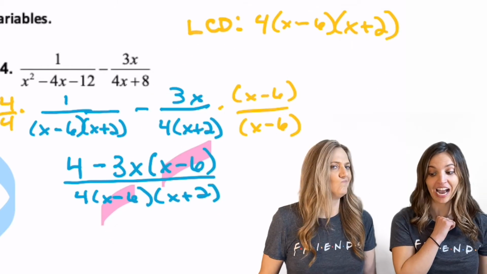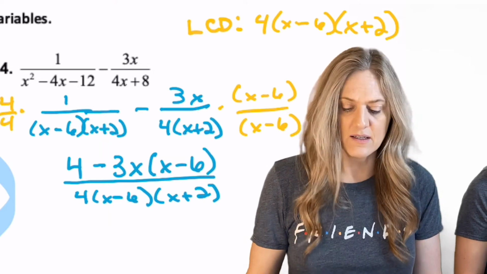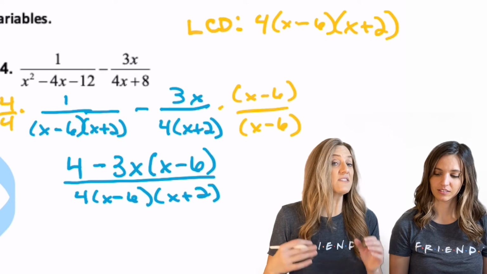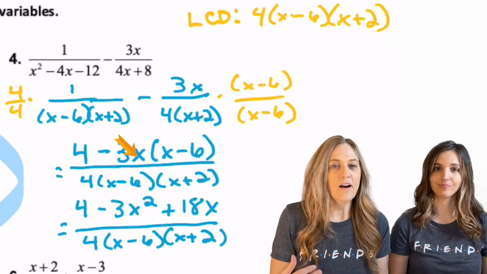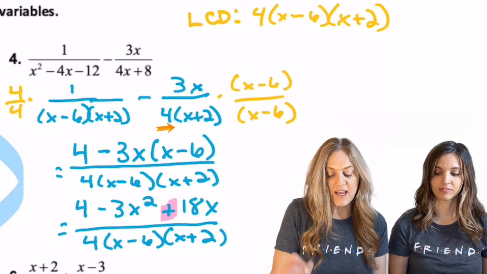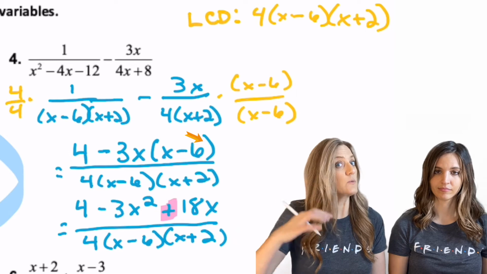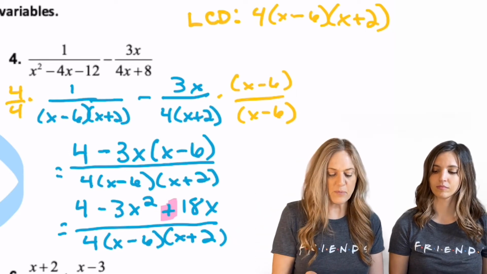She just divided across subtraction. Can't do that. Don't do that. Okay, so let's go ahead now, simplify the numerator. I'm going to distribute the negative 3x. Okay, so we distributed the negative 3x, and remember that when I distribute negative 3x into negative 6, we get a positive 18x. That's kind of the most common error in that type of problem.